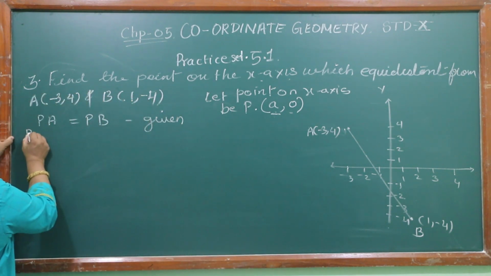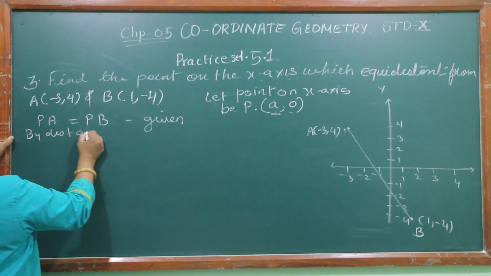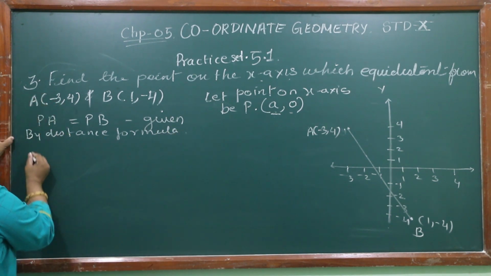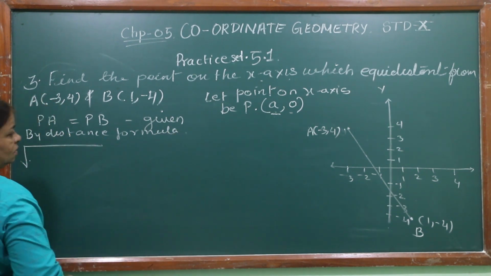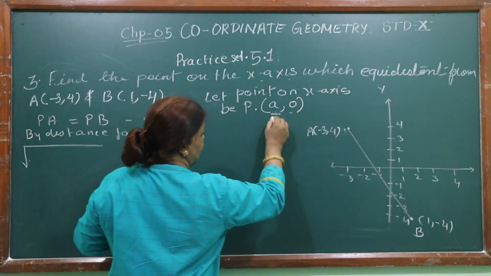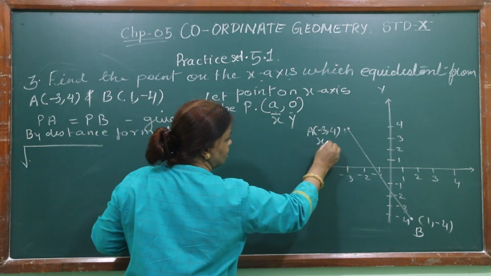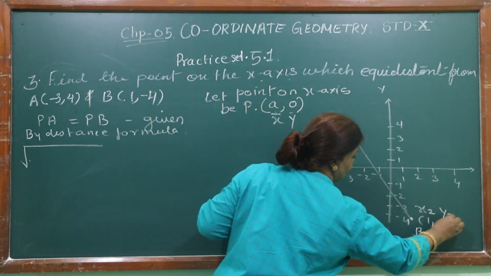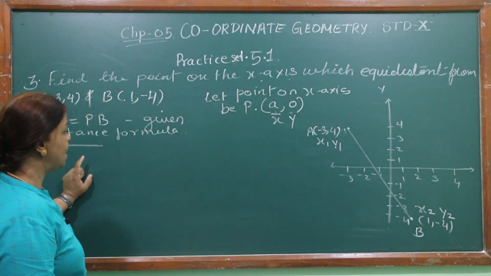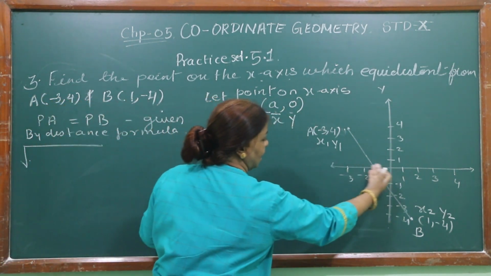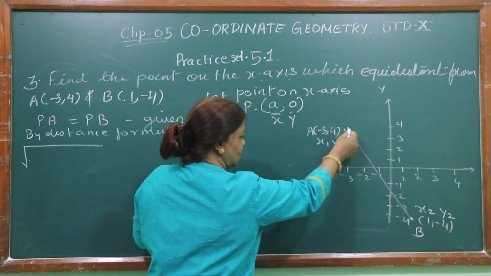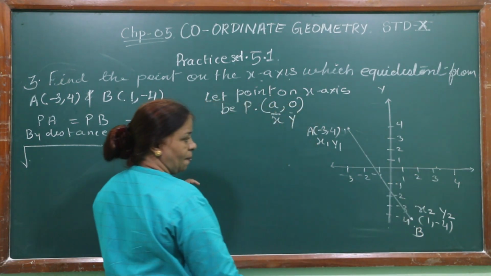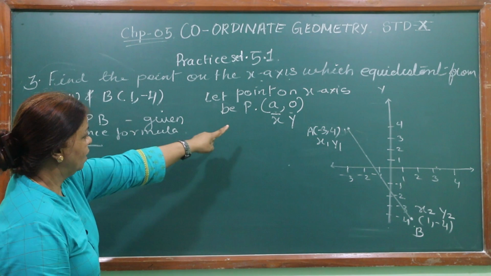So by the distance formula, children, PA under the root. Let us assume this as x and this is y. This is x1, this is y1, and this point is x2 and y2. So for PA, P can be here or can be on that side. Okay, so PA, P is (x, y).